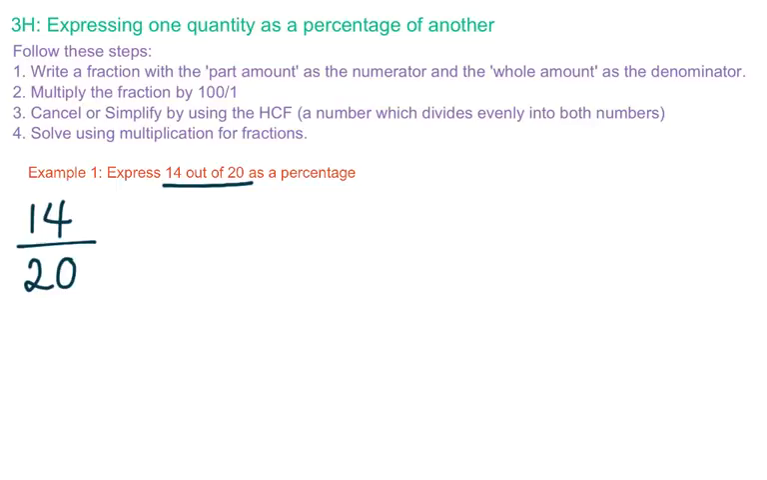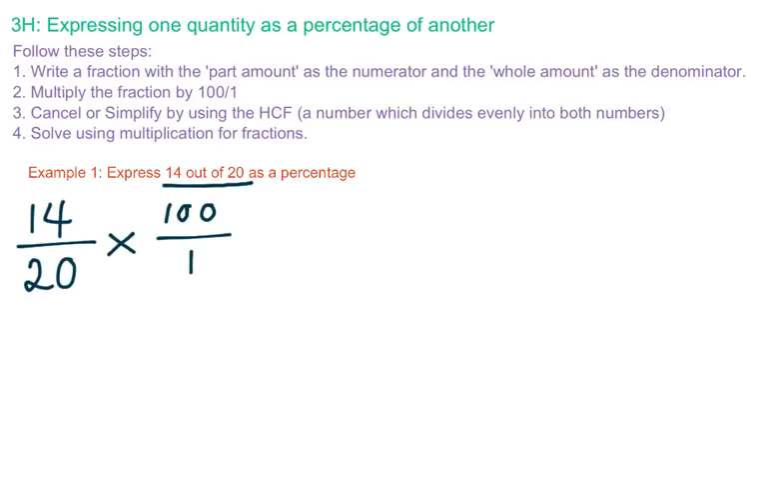Step number 2, we're going to multiply the fraction by 100 over 1. Multiply by 100 over 1. Great. Step 3, we're going to cancel or simplify by using the highest common factor.